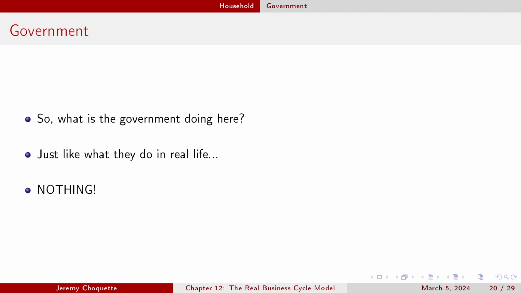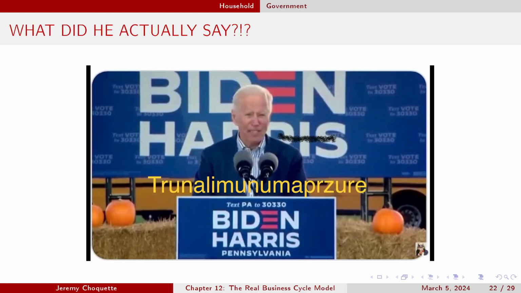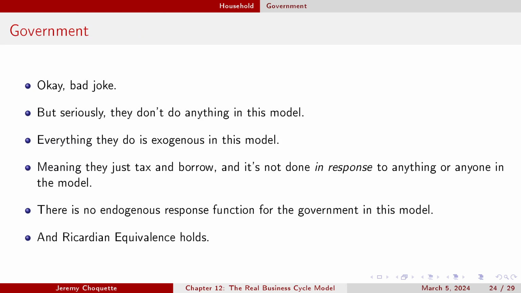Okay, so what's the government doing here? Well, just like what they do in real life. Absolutely nothing. He's not going to like that. Neither is he. Yep, this pretty much describes the government in this model, almost to a T. Just replace that E with a G, and that is definitely the government. You know what? I'm not going to say that's a bad joke. I thought it was pretty good, actually.